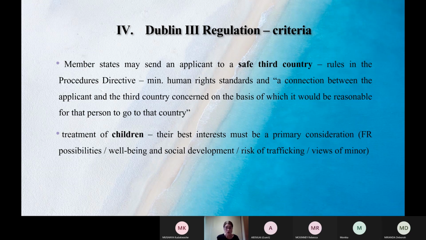Another special criterion is in respect of children. Their best interests must be a primary consideration. For example, where there are family reunification possibilities, they should be considered. The well-being and social development of the child must be considered. The risk of human trafficking must be considered, and the views of the minor, in accordance with their maturity, must also be considered.